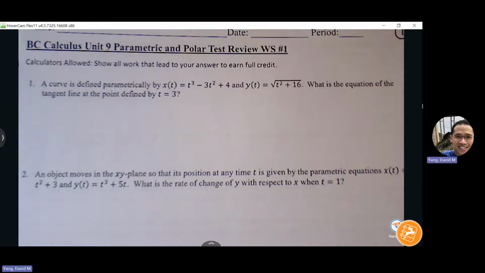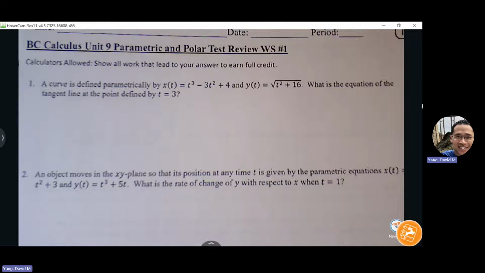Okay, let's begin our test review. Okay, so number one, a curve is defined parametrically by x of t and y of t. What is the equation of the tangent line? So at t equals 3, we can use t equals 3 to find the ordered pair at x and y, and then we can find x prime and y prime, divide them by each other, and then plug in the 3 to get the slope, right?